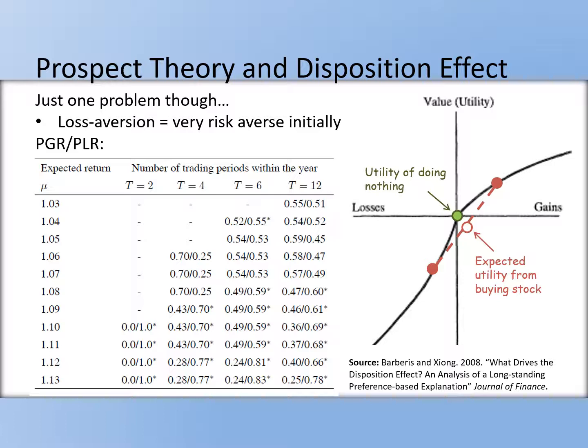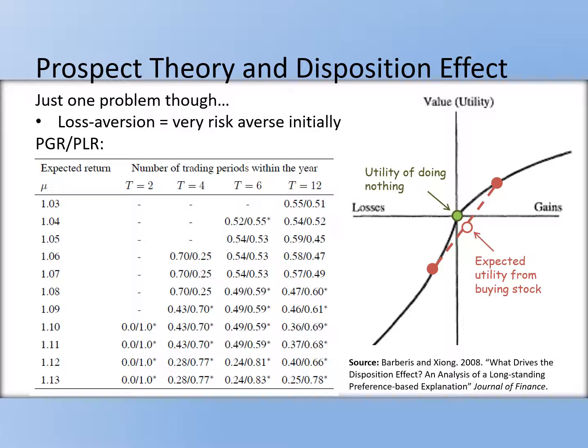So now, Barbaros and Sean. Sean, you think about the name, it's kind of Chinese, right? So Chinese are good at math. So they had this paper, What Drives the Disposition Effect? An Analysis of a Long-Standing Preference-Based Explanation, in the Journal of Finance. This paper is actually a lot newer than Terrance Odean's paper, because Odean's paper was in like 1998. This paper was 2008. It took 10 years for people to figure out that there's something wrong with Odean's explanation. 10 years. No one actually realized there's something wrong with this explanation.